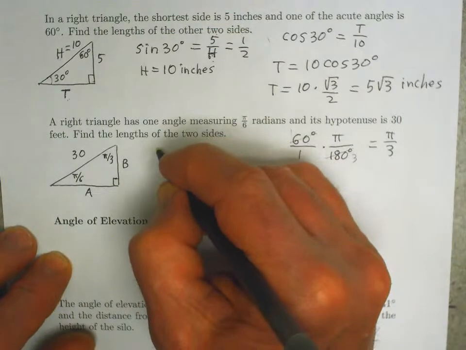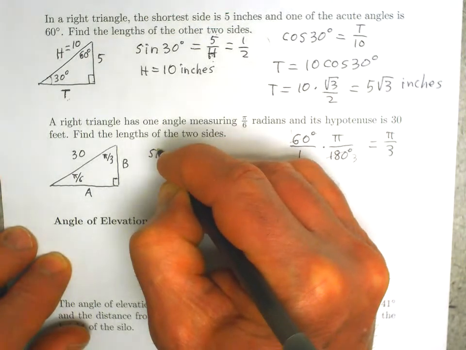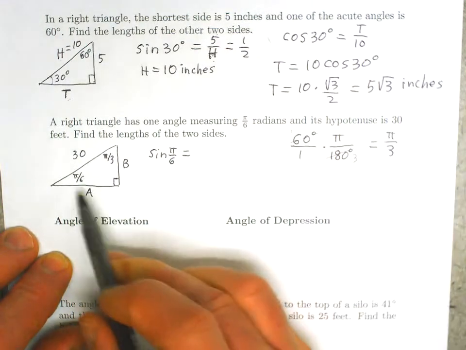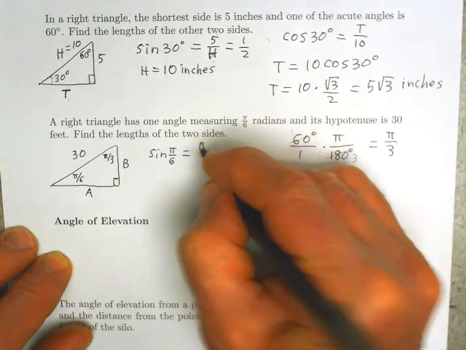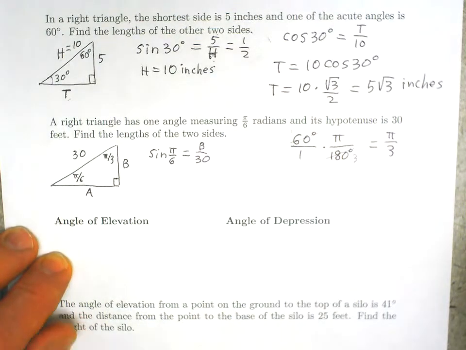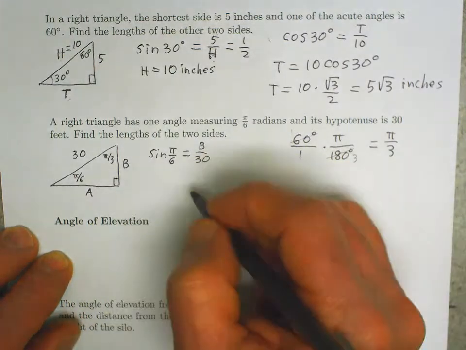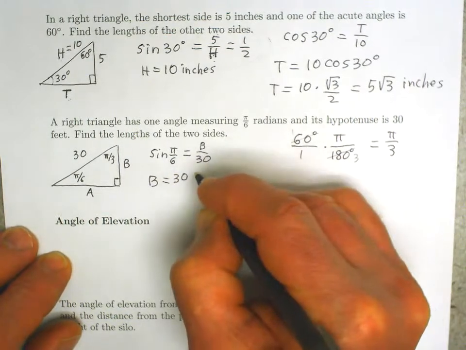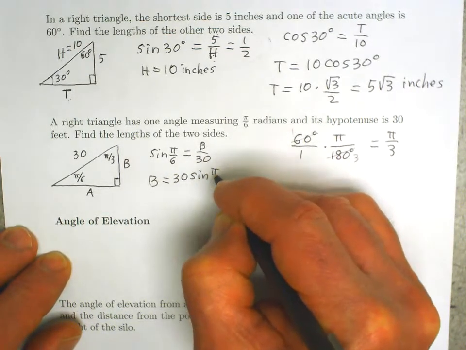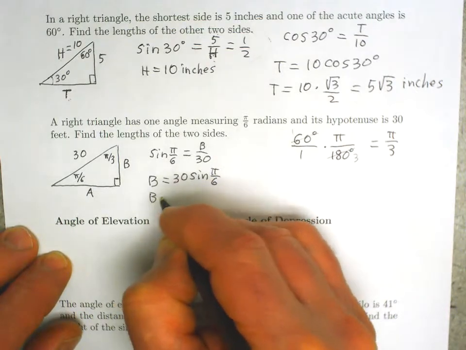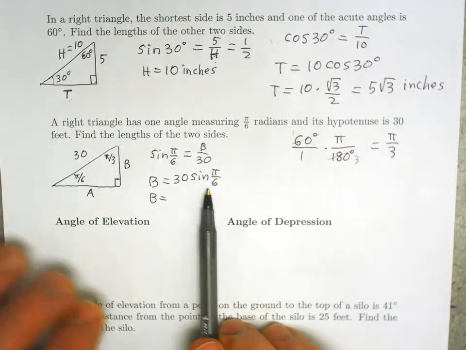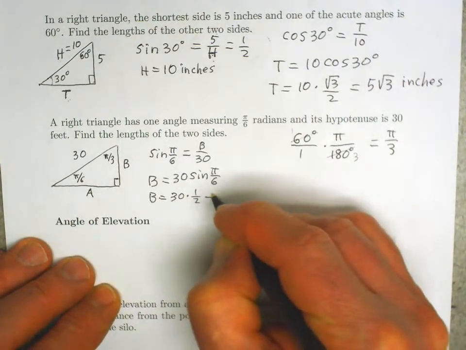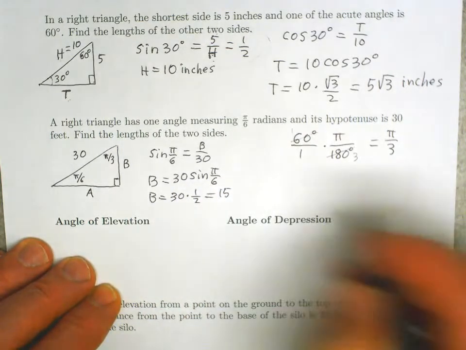Okay, so I'll use sine of pi over 6 equals b over 30. And so now we can determine what b is. b is equal to 30 times the sine of pi over 6. But the sine of pi over 6 is 1/2. So b is 30 times 1/2, or 15 feet.